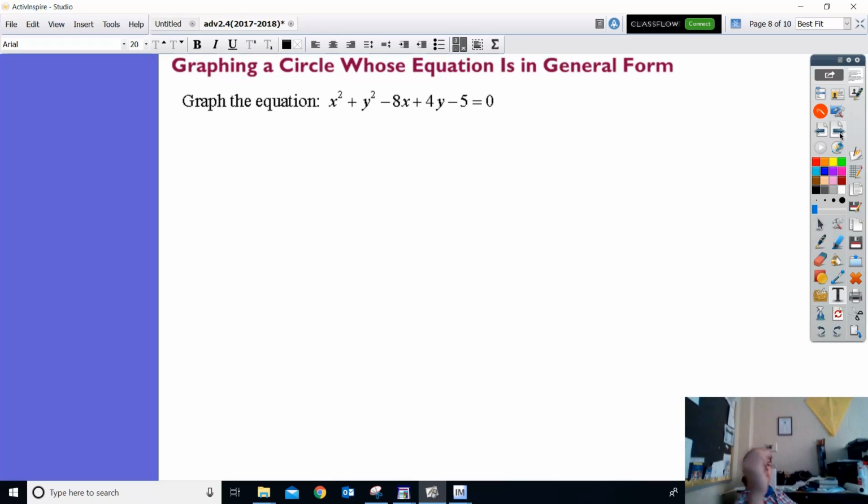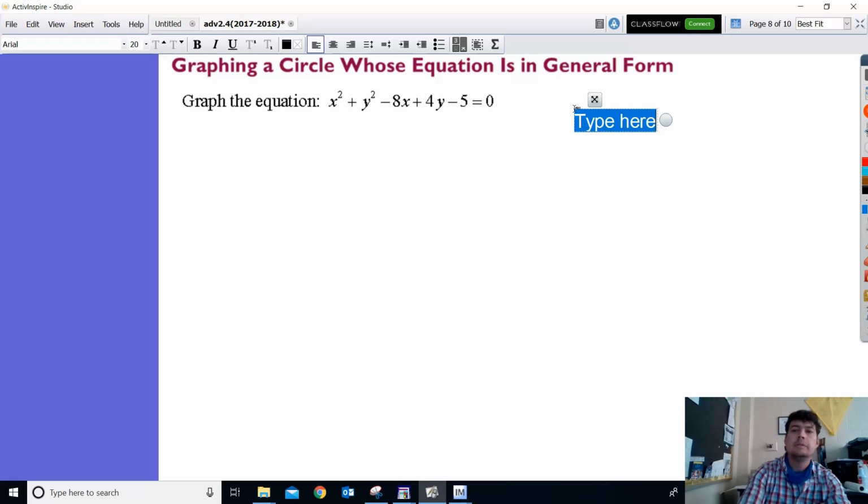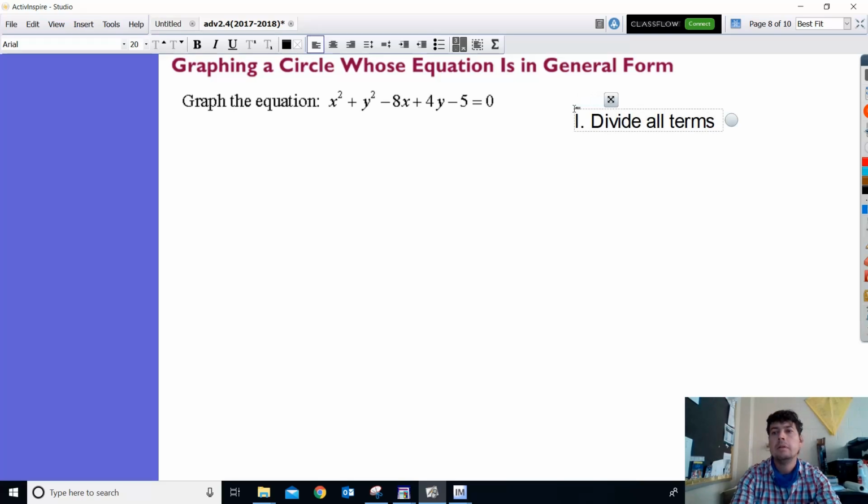All right, so we're supposed to graph this thing. Now I'm going to write the steps on the side here. Step 1 would be divide all terms by A. You find A by looking at x squared and y squared because they're supposed to match. What's A? 1.